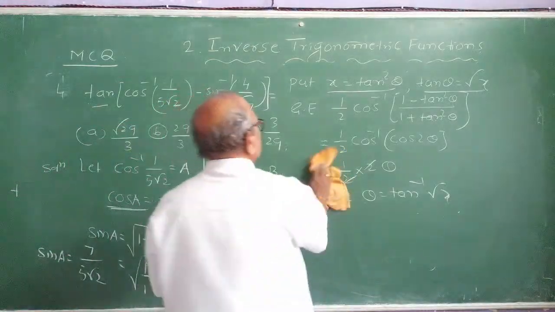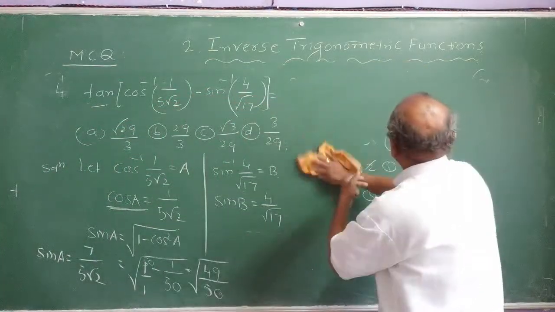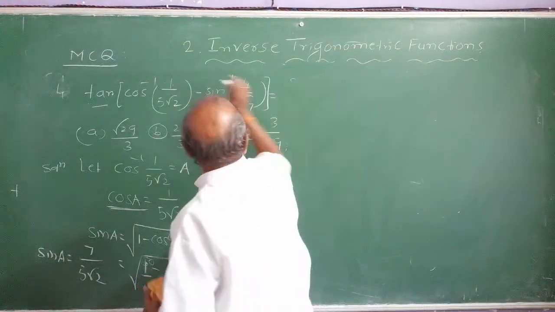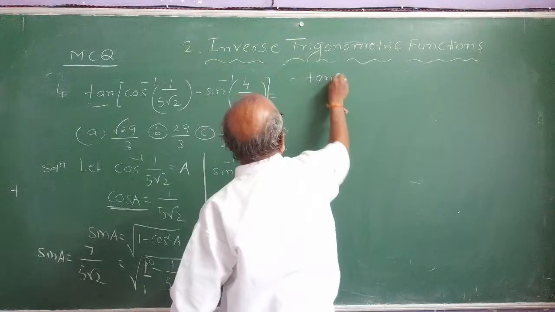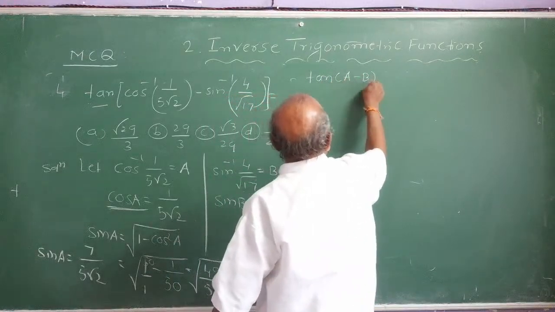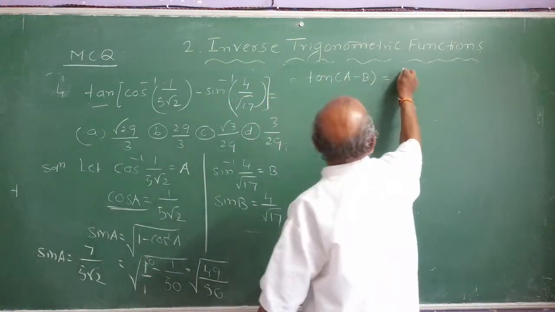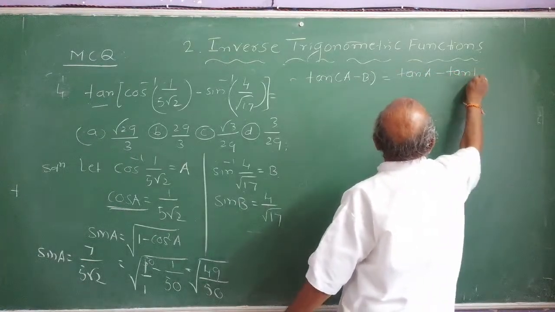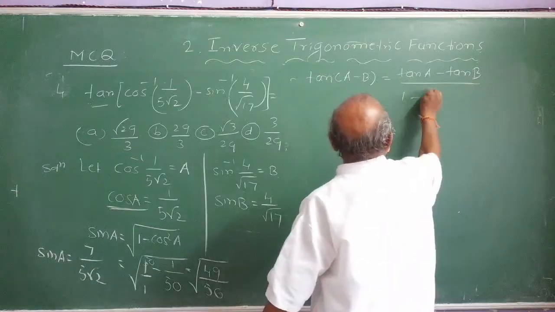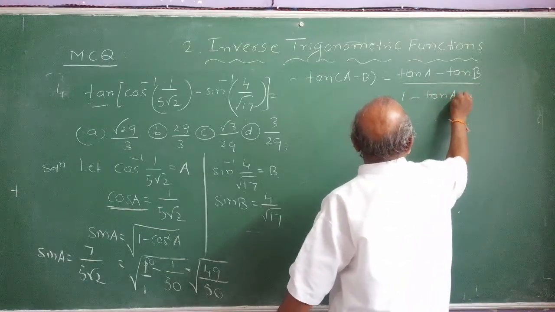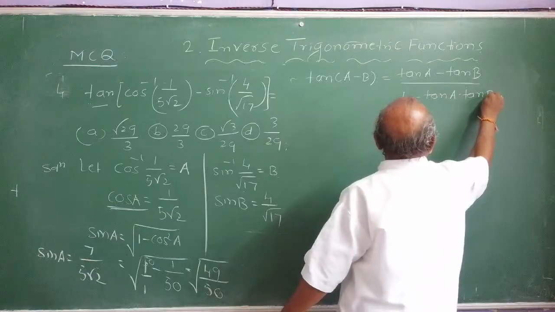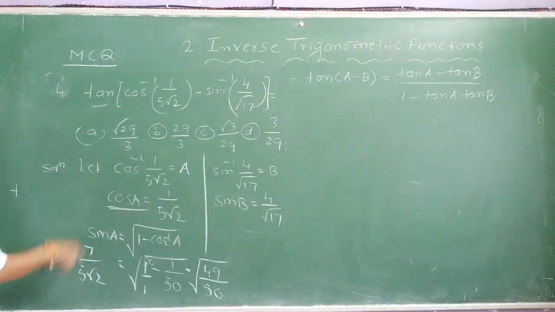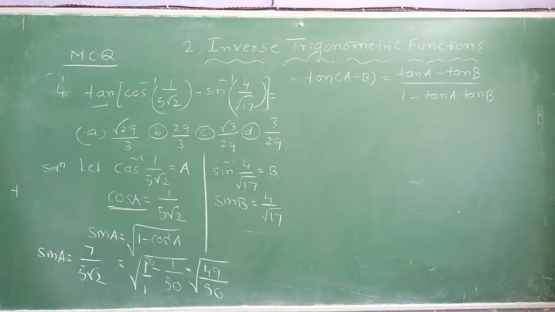My plan is, you try to understand the hint. The hint is, this is A, this is B. What is tan A minus B equal to? Tan A minus B is equal to tan A minus tan B upon 1 minus tan A into tan B. That is my plan. For that I am getting sin A and cos A. Clear to you?